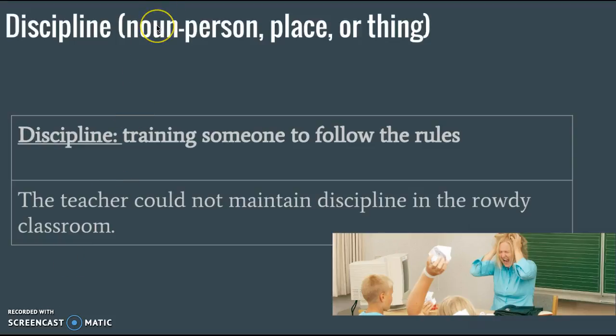The next word is discipline. This is used as a noun. It could be used also as a verb, but in this week's sentences, discipline is a noun. So that can be a person, a place, or a thing. So discipline is a thing in this case. That's training someone to follow the rules. The teacher cannot maintain discipline in the rowdy classroom. So she's trying to be disciplined with the students and strict, to follow the rules strongly, but she cannot, as you can see in this picture.